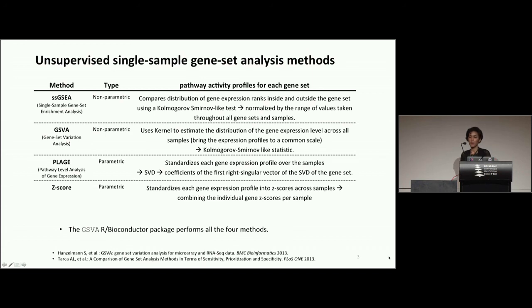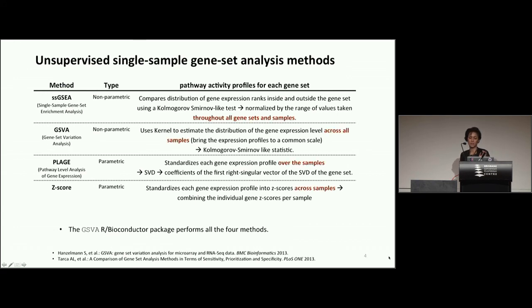ssGSEA compares the empirical cumulative distribution function of the genes inside of the signature with those outside of the signature using Kolmogorov-Smirnov-like tests, and then normalizes the scores across all of the samples. GSVA, however, starts with kernel estimation of gene expression distribution across all the samples, and then similar to ssGSEA, it performs a KS-like statistic. PLAGE and Z-score start with standardizing gene expression across all the samples first, and then PLAGE performs singular value decomposition to calculate the scores, whereas in Z-score we combine different Z-scores for different genes in each sample, and then we have the scores.